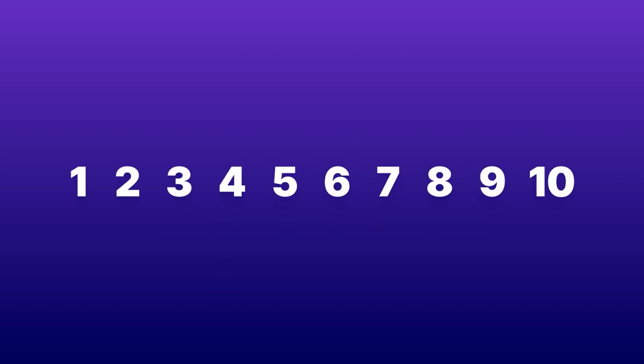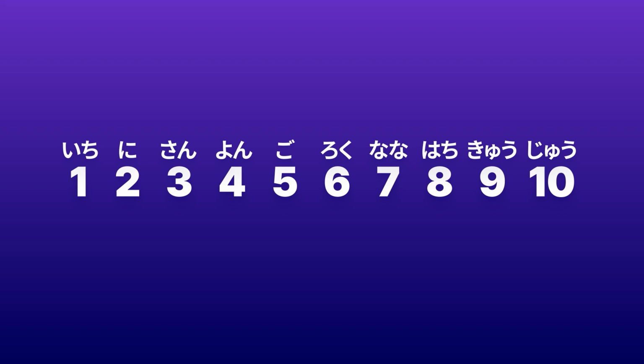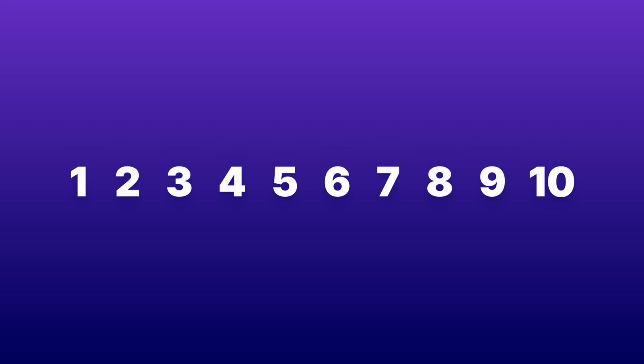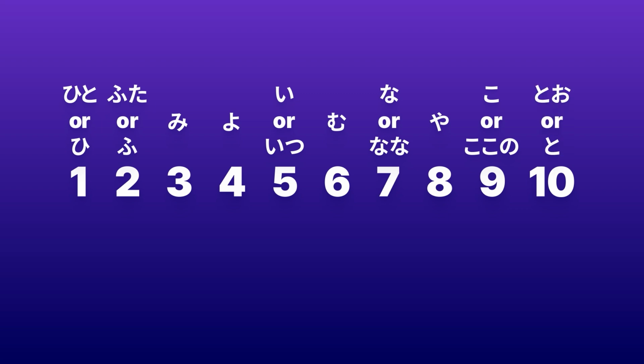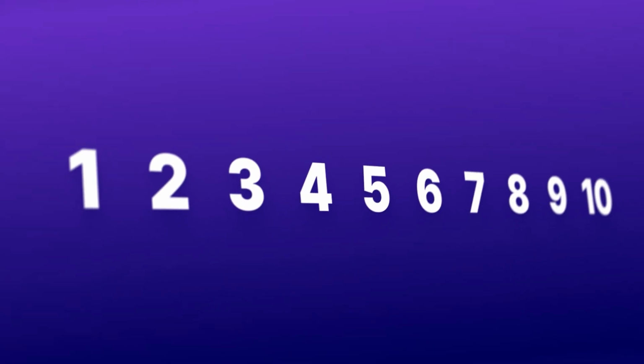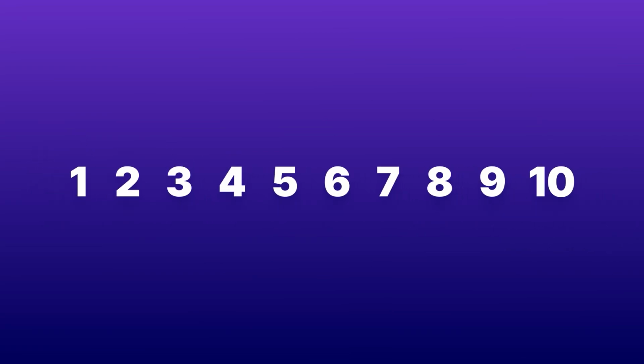When counting from 1 to 10 in modern Japanese, you say 1, 2, 3, 4, 5, 6, 7, 8, 9, 10. But in Yamato kotoba, we have different numbers to work with. These are hito or hita or hu, mi, yo, i or itsu, mu, na or nana, ya, ko or kokono, to or to. If you want to count from 1 to 10 using these numbers, you would say hi, hu, mi, yo, i, mu, na, ya, ko, to.